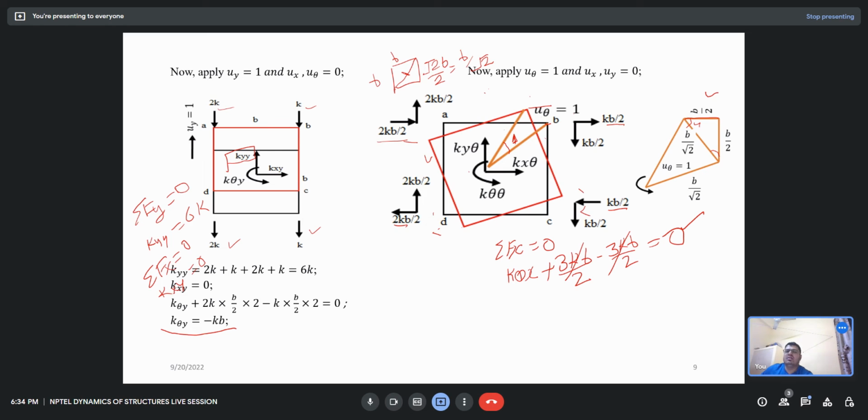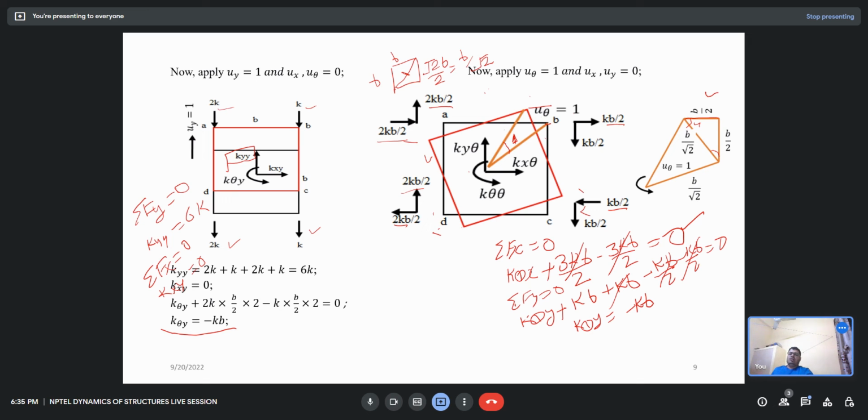Now for k y theta, taking the summation of Fy equal to 0, so k theta y plus these two are in the upward direction, that is 2kb by 2 becomes kb, plus kb, and these are in the downward direction, minus kb by 2 minus kb by 2 is equal to 0. These two will cancel out, leaving one kb, so your k theta y becomes minus kb.